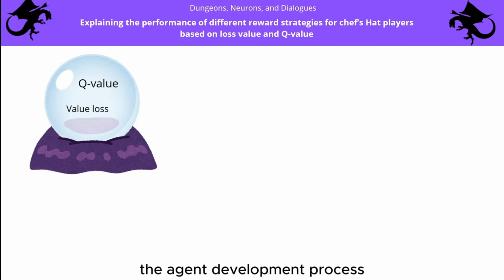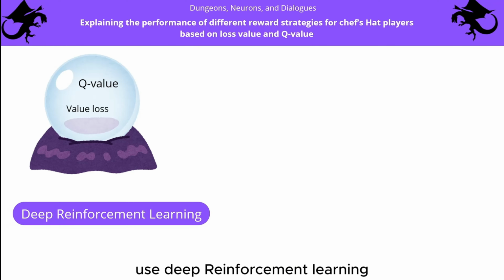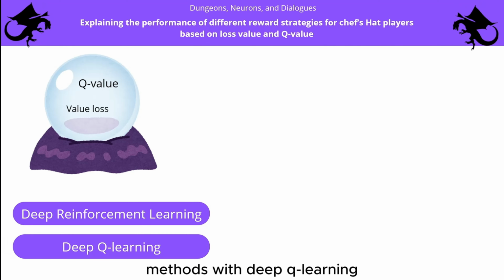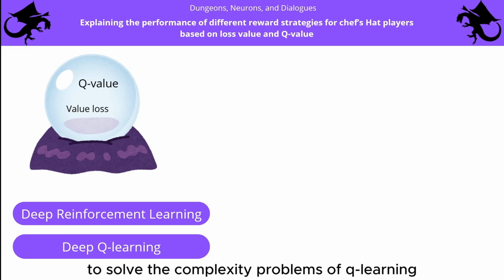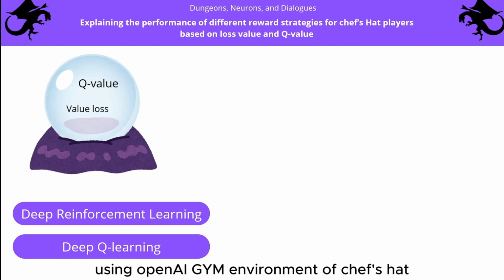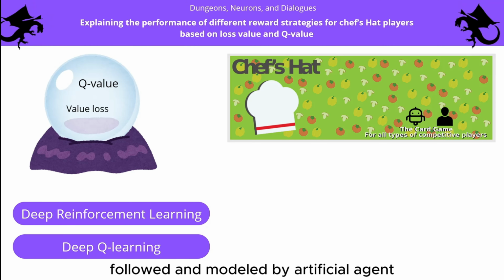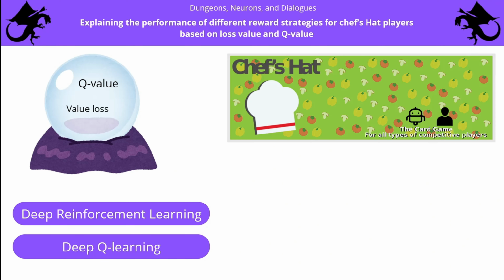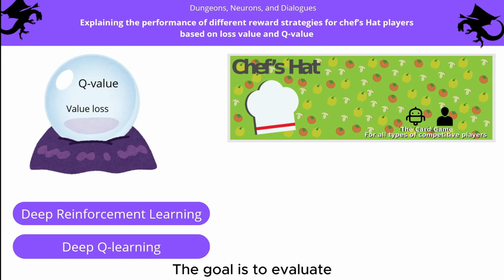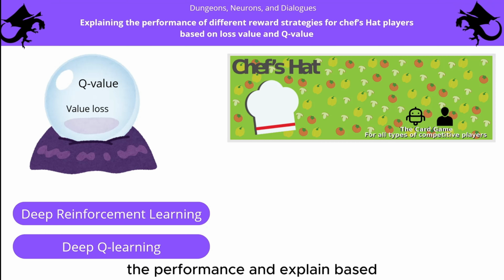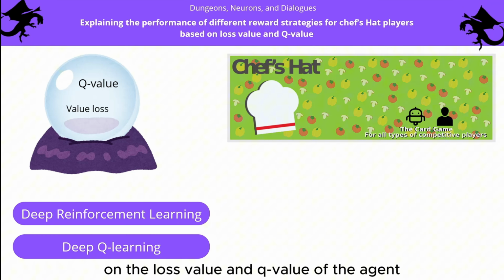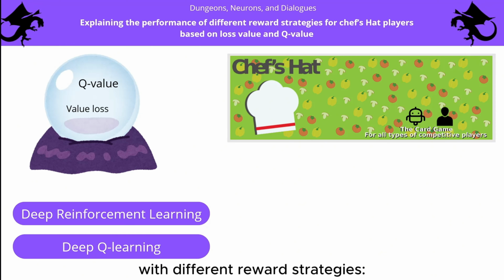The agent development process uses deep reinforcement learning methods, with deep Q learning, to solve the complexity problems of Q learning, using the OpenAI Gym environment of Chef's Hat, a card game developed to be easily followed and modeled by an artificial agent. The goal is to evaluate the performance and explain it based on the loss value and Q value of the agent with different reward strategies.